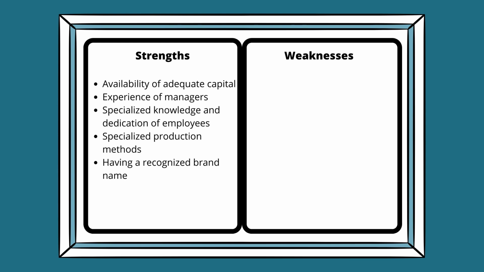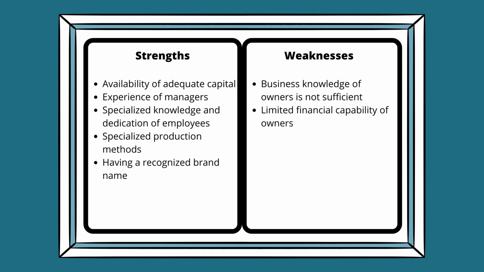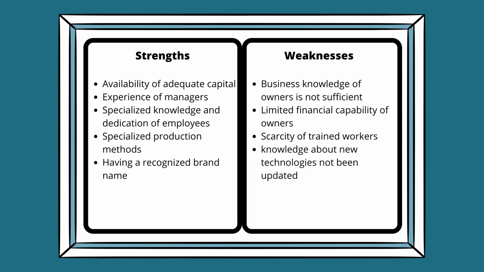Now let's see the weaknesses businesses could have. Business knowledge of owners is not sufficient, example, owners are not educated, have no experience. Limited financial capability of owners, example, the business owners cannot provide sufficient capital to the business. Scarcity of trained workers, example, no proper workers or no skilled or loyal workers. Knowledge about new technologies not been updated, for example, still having the same outdated old production methods.